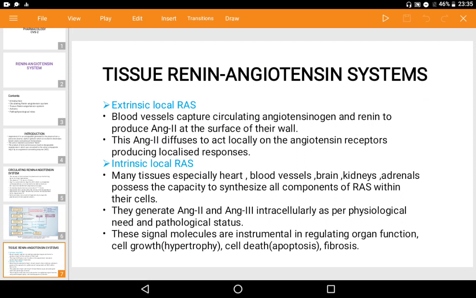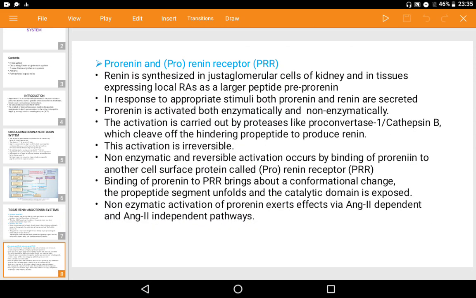They generate angiotensin 2 and angiotensin 3 intracellularly as per physiological need and pathological status. These signal molecules are instrumental in regulating organ function, cell growth, hypertrophy, cell death, which is apoptosis, and fibrosis. Prorenin and prorenin receptors, shortly called PRR. Renin is synthesized in juxtaglomerular cells of the kidney and in tissues expressing local RAS as a larger peptide, pre-prorenin. In response to an appropriate stimulus, both prorenin and renin are secreted.